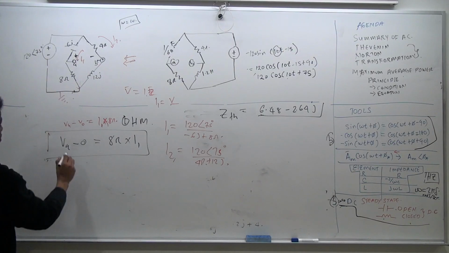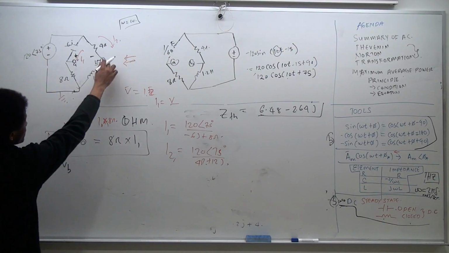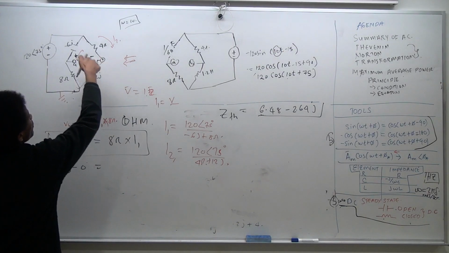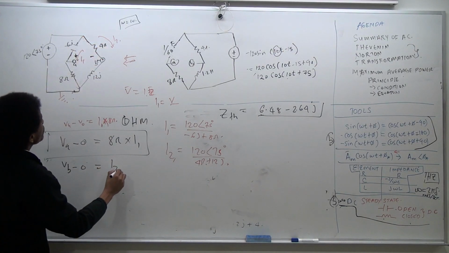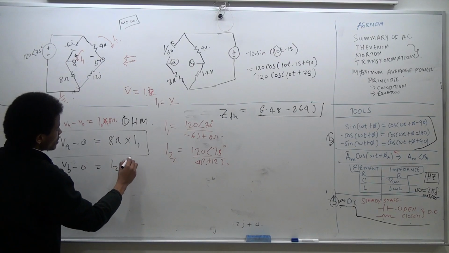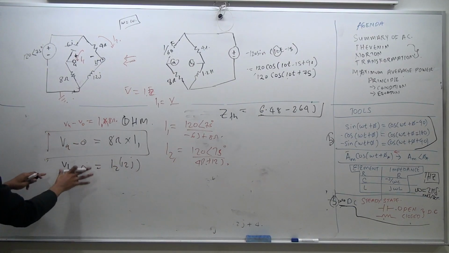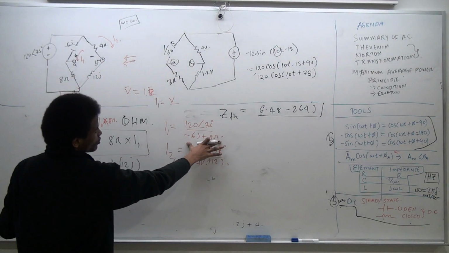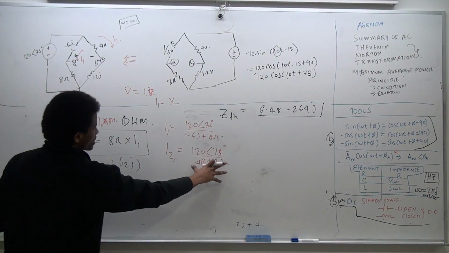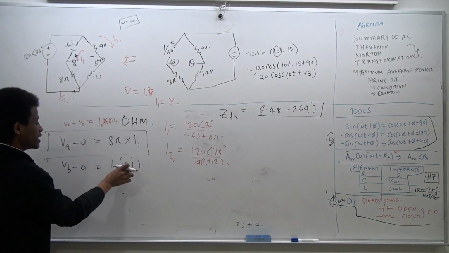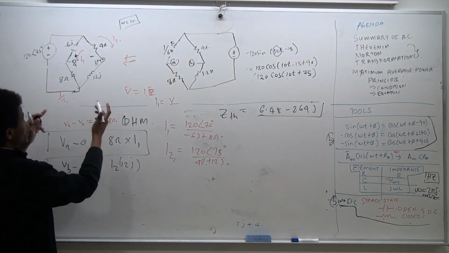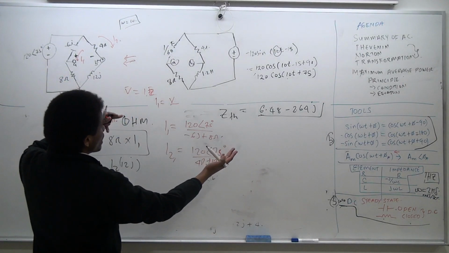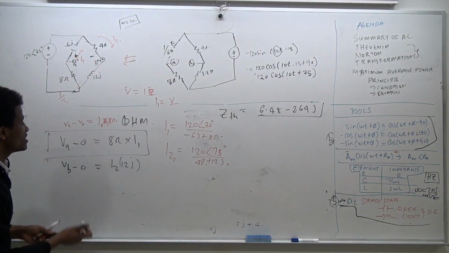And you can do the same thing. You can say VB minus 0, which is the same as VB, is equal to the current that's flowing through, which is I2 times 12j. Then once you find this, you can find the value of VA and VB because I1 and I2 are actually numbers given to us. So you can multiply this by 8. You take this guy as a complex number, multiply by 12j, and you'll get what VB is. And hence, if you know what VA and VB is, the Thevenin voltage is going to be VA minus VB. This is approach number 1.